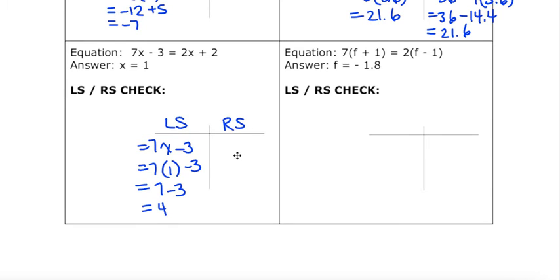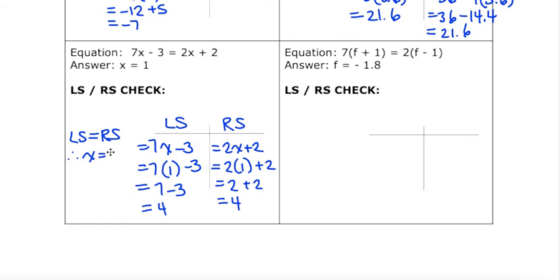And now let's do our right side. The right side of the equation is 2x plus 2. I'm substituting the value of 1 in for x. So 2 times 1 plus 2. 2 times 1 is 2, and 2 plus 2 is 4. So there we have the left side equals the right side. Therefore, x equals 1.